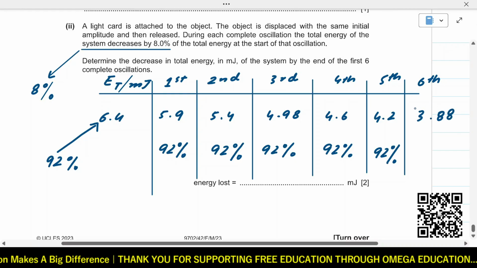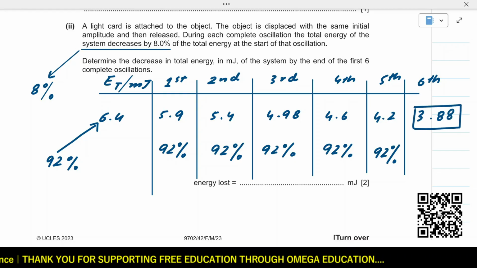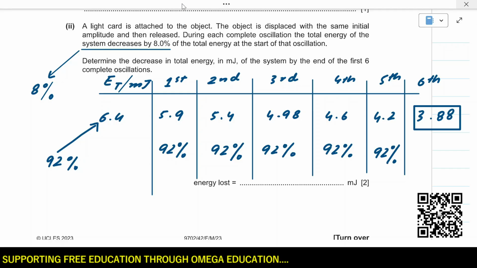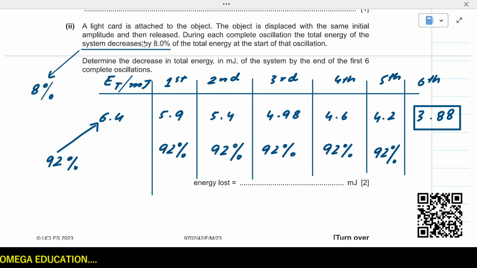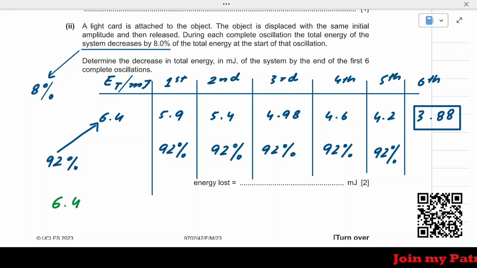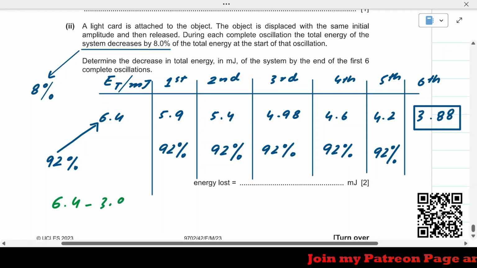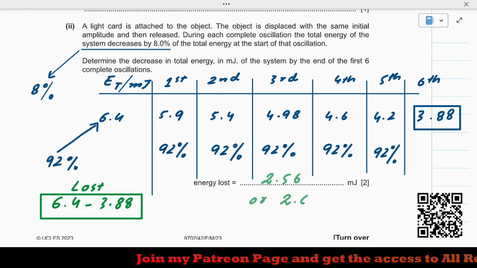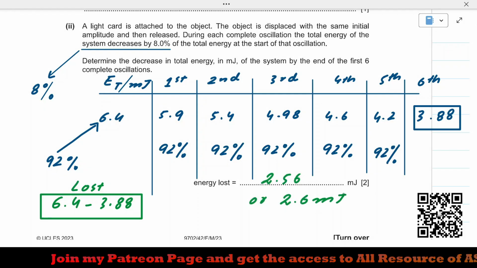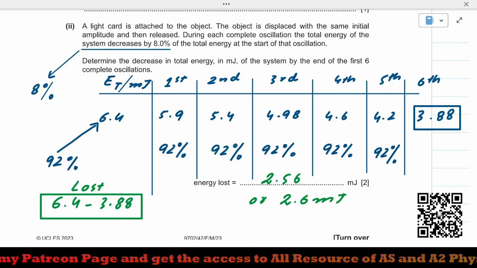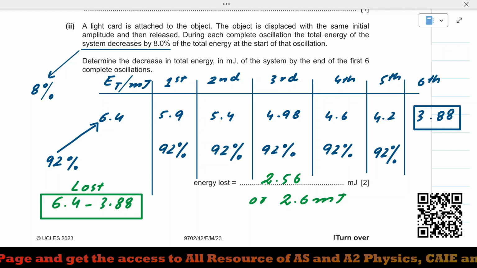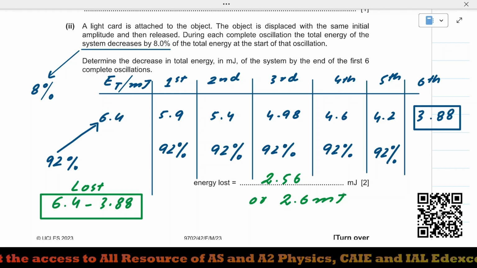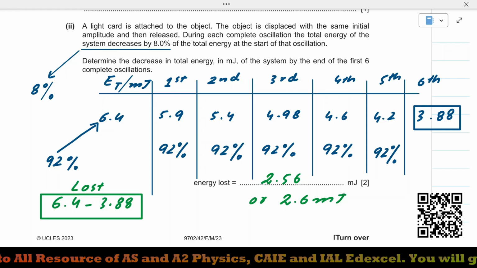3.88 is now the leftover energy after the sixth oscillation, and the starting energy was 6.4. How much energy is lost after 6 oscillations? Can I subtract them, the first one and the last one? So 2.6 millijoules. Okay, now this is a method if we are slightly below par in mathematics.